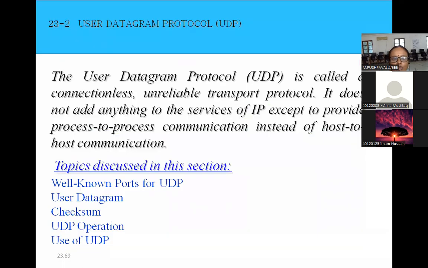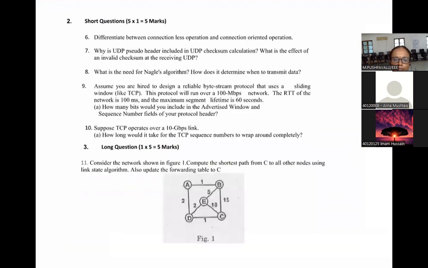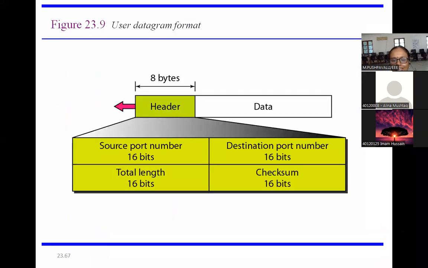Okay, one question I have asked: why is the UDP pseudo header included in the UDP checksum calculation? What is the effect of an invalid checksum at the receiving UDP? You all understand this is the UDP format we have taught you in the class. It is 8 bytes: source port 2 bytes, destination port 2 bytes, total length 2 bytes, checksum 2 bytes. So a total of 8 bytes of header will be there.